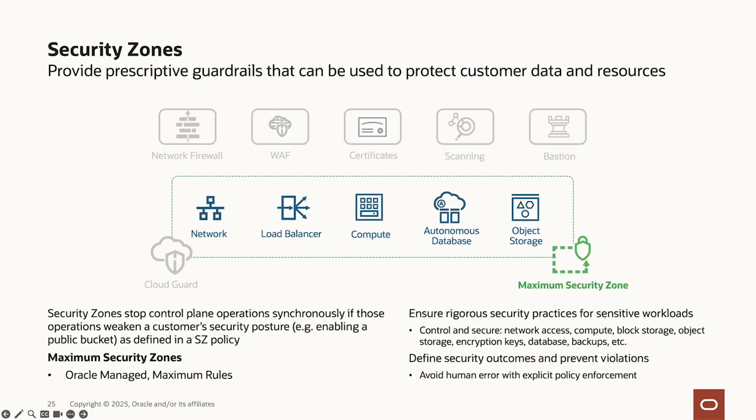So if we take a look back at that public buckets and object storage example, right, you could have a security zone that forbids the creation of public buckets altogether. So if any of your users try to create a public bucket in that compartment that's tied to the security zone policy, you would receive an error message. Additionally, if you try to modify an existing private bucket and make it public, the security zone would give you an error message and deny that action from taking place.